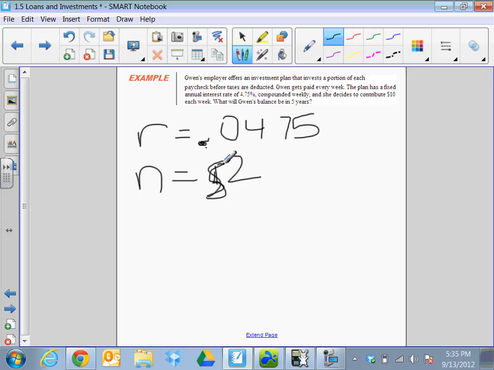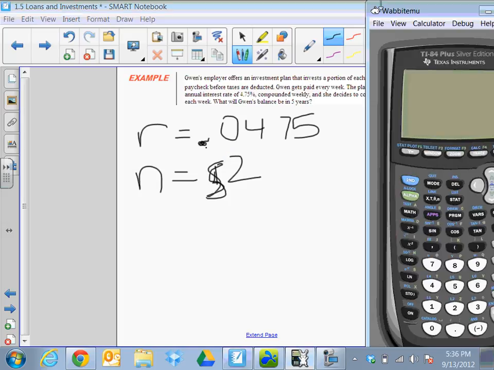She decides to contribute $10 each week. What will her balance be in 5 years? Now that's going to be a long time. That's going to be a lot of weeks. If you think about that, that's 52 times a year for 5 years. So we're going to learn a new technique on the calculator today that's going to involve a sequence form. We're going to go to our calculators now, so please take out your calculator, and let's go to something called sequence mode on the calculator.